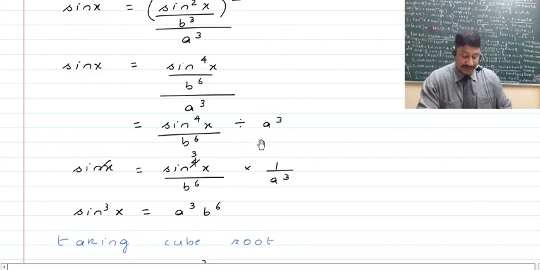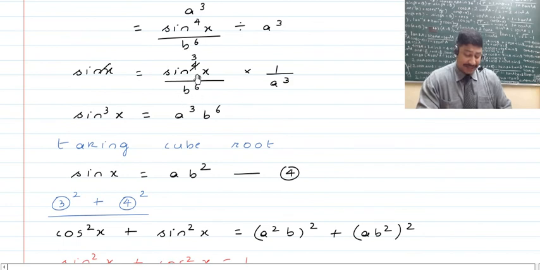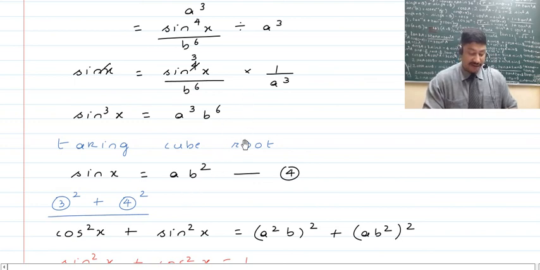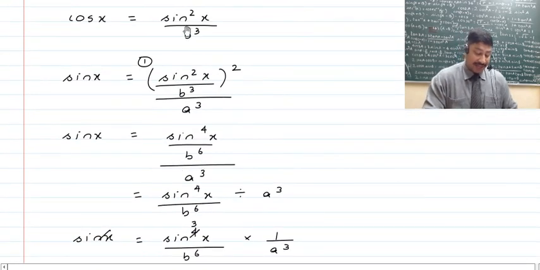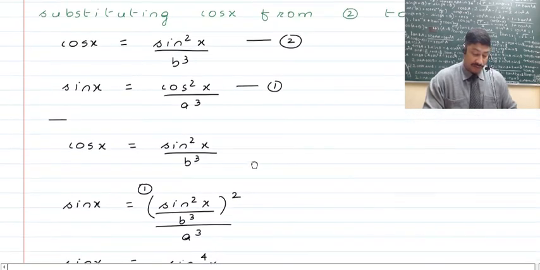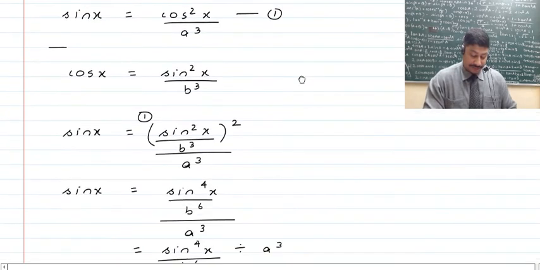And further then we get to see that we can now write the division sign to be the multiplication sign, and the term which comes after it we can write the reciprocal of it. Further, one part of sine x gets cancelled from both the sides, and thus sine cube x can be written as b raised to the power 6 times a cube. Next now we take the cube root of both the sides, and thus we get the value of sine x to be ab square, right? Now after we get the value of sine x to be ab square, we already have the value of cos x, remember, as a square b.